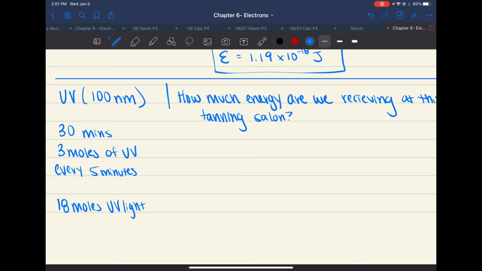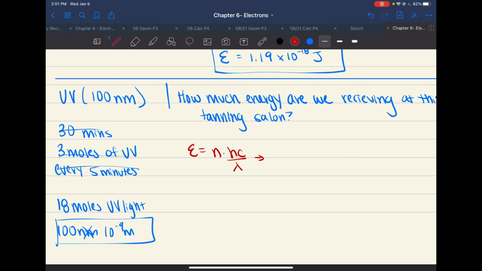So how much energy are we receiving at this tanning salon if we're in this tanning salon for 30 minutes? We already did the 30 minutes, so let's cancel it out to simplify. So we have 18 moles, and we have UV light at 100 nanometers. I'm going to convert that 100 nanometers into meters: 100 times 10 to the negative 9. So now let's plug it all in. Energy is equal to N times hc divided by lambda, which I'm going to rearrange as 18 times 6.022 times 10 to the 23rd.